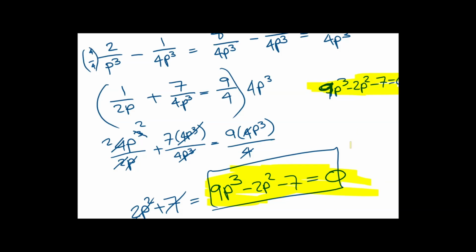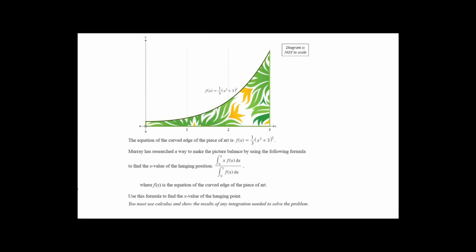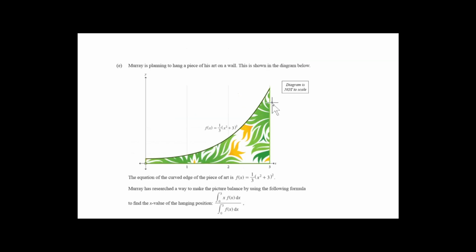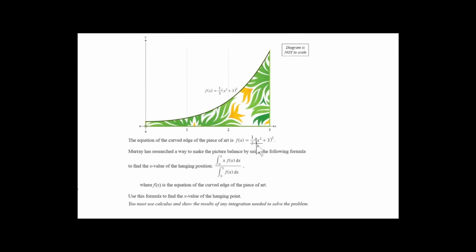And if you see something, always check it. Murray is planning on hanging a piece of art on the wall. This is shown on the diagram below. The curve here informs this. The equation of the curve is f of x equals 1/3 times (x squared plus 3) squared.